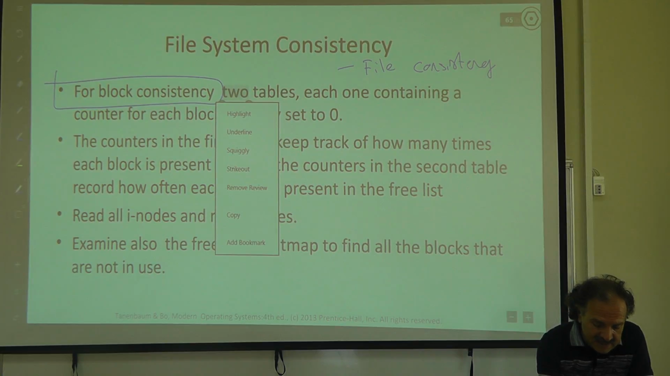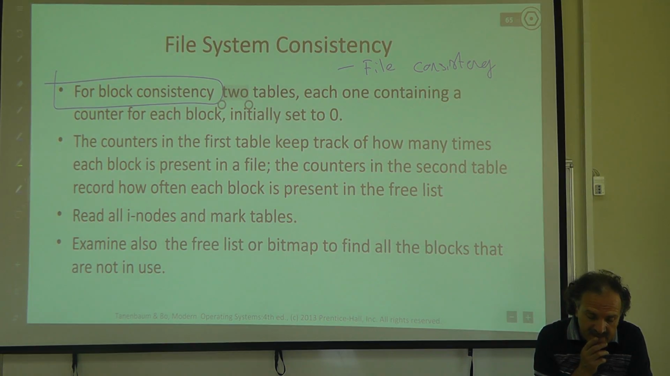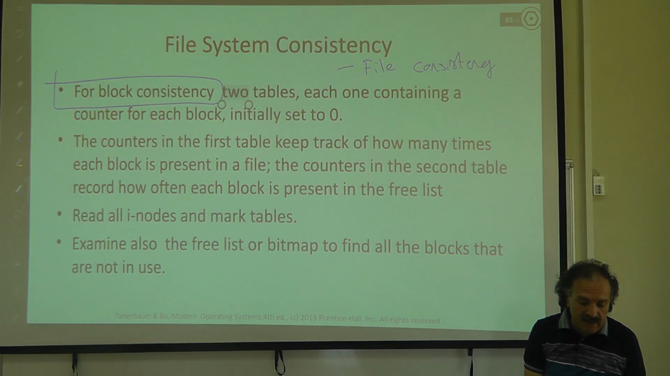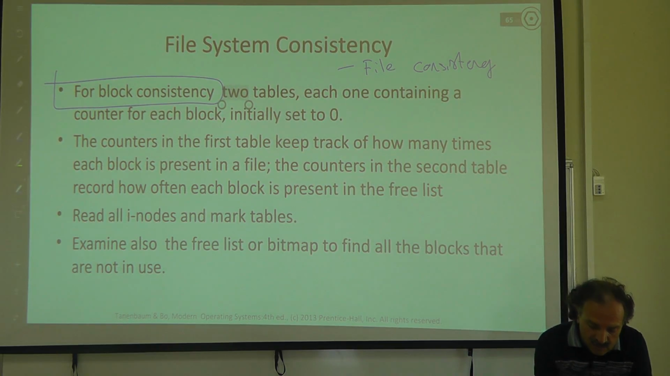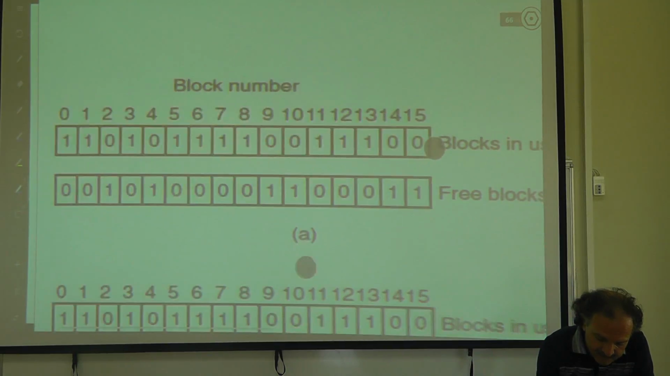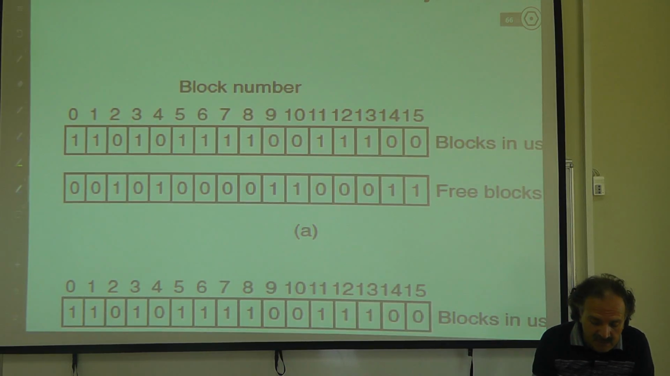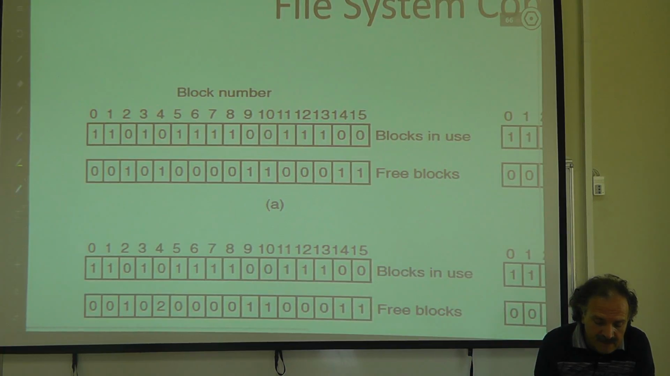These utilities keep two tables. One keeps a counter for each block. The other keeps a counter for the empty blocks. Let me show you a table. Let's say I have a very small system with only 15 blocks. I will have much more than that, but let's say 15. So I am keeping two tables, one for blocks in use and one for free blocks.